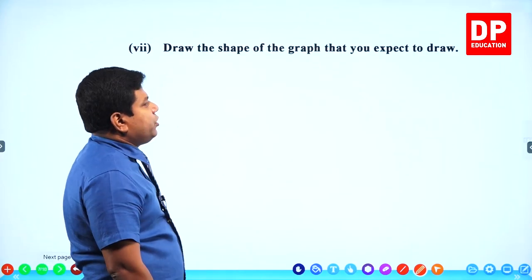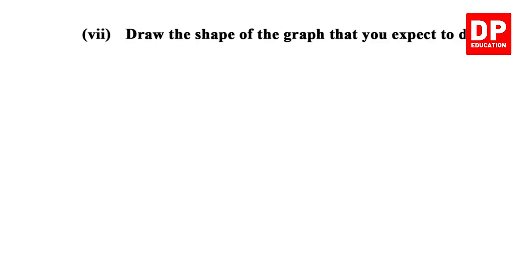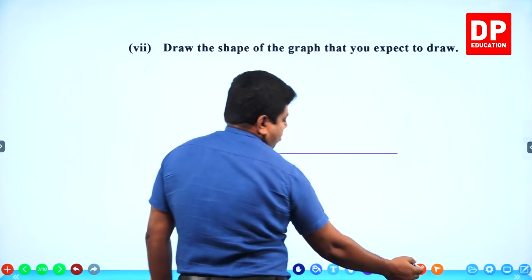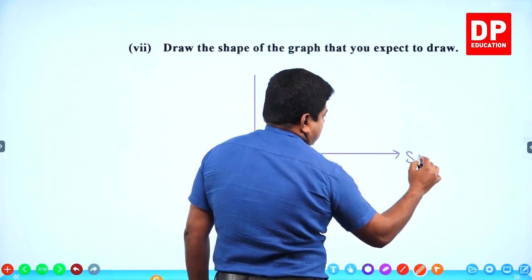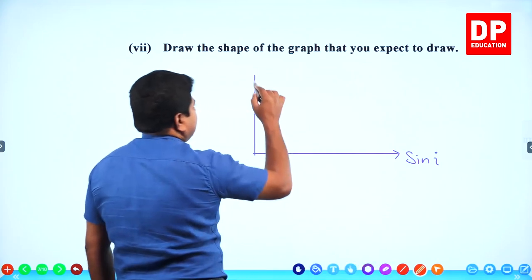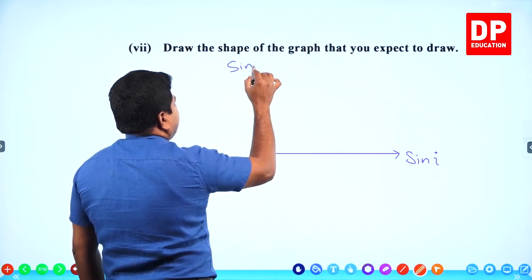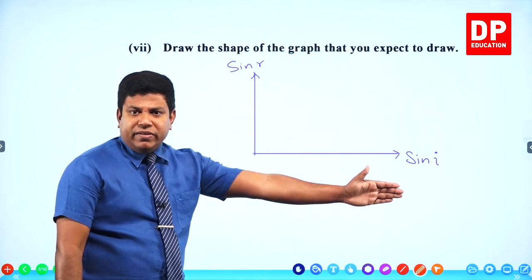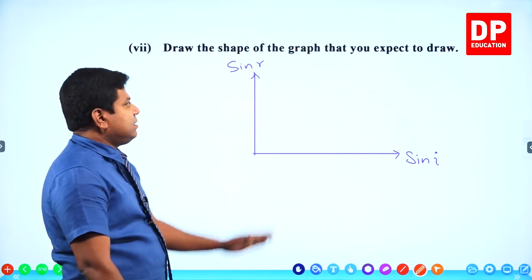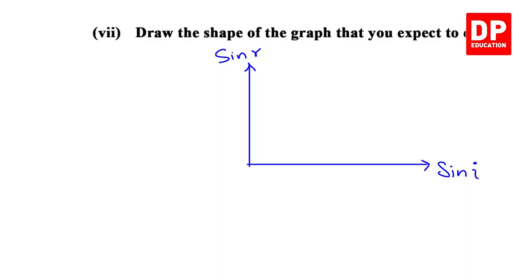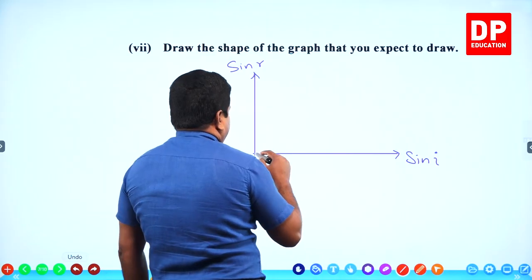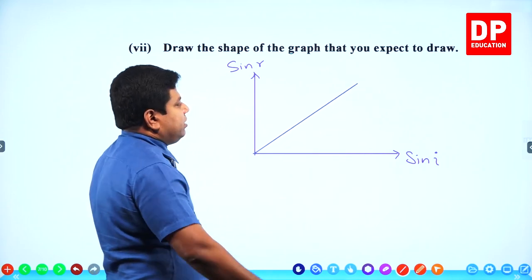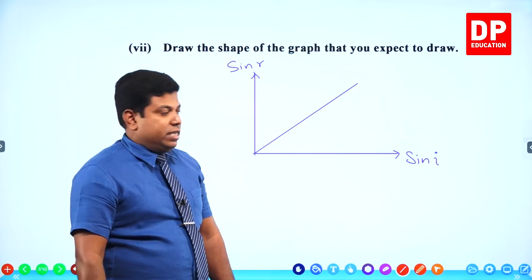Draw the shape of graph that you expect to draw. Sine i in the x-axis, sine r in the y-axis. Name the axis appropriately. i is the independent variable, so you take sine i in the x-axis, sine r in the y-axis. What we expect to get here is a line through origin, a straight line through origin. This is what we are expecting to get here.